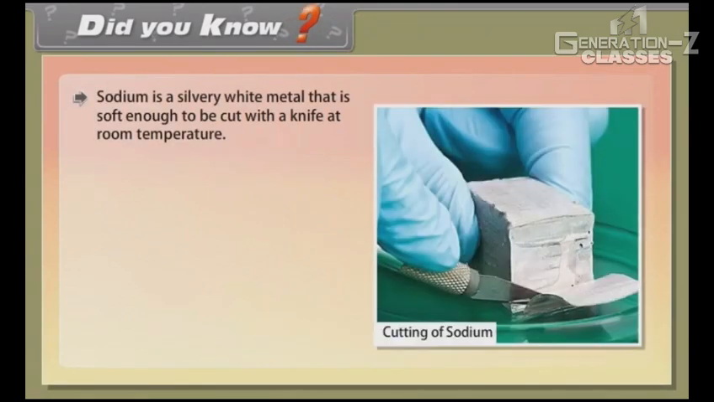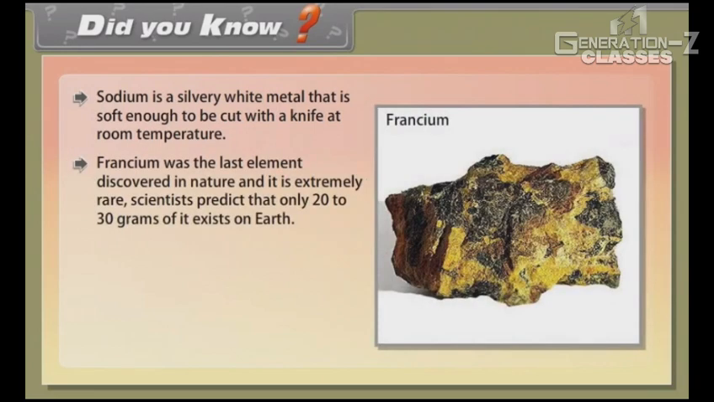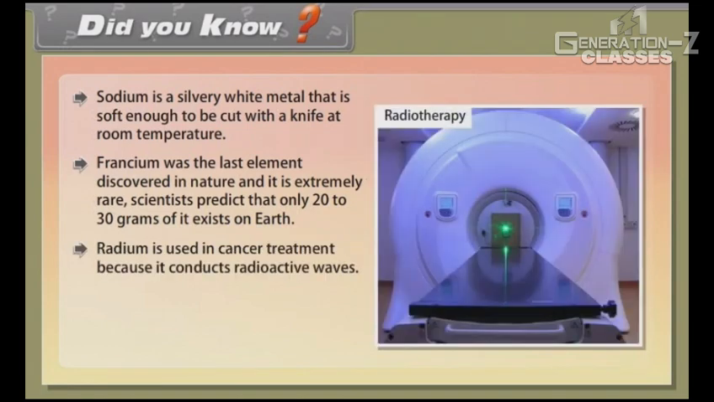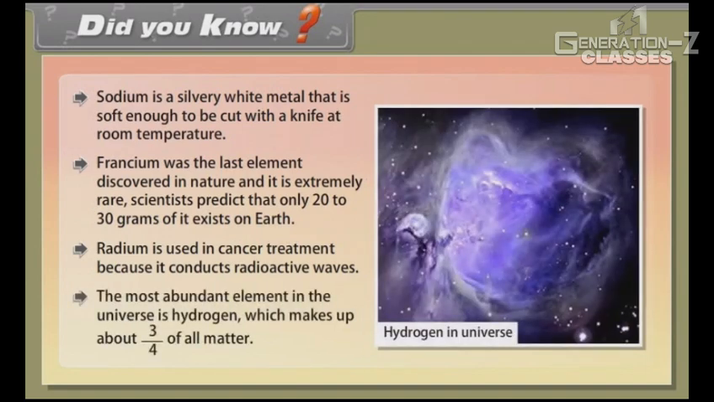Did you know? Sodium is a silvery white metal that is soft enough to be cut with a knife at room temperature. Francium was the last element discovered in nature, and it is extremely rare. Scientists predict that only 20 to 30 grams of it exists on Earth. Radium is used in cancer treatment because it emits radioactive waves. The most abundant element in the universe is hydrogen, which makes up about 3/4 of all matter.